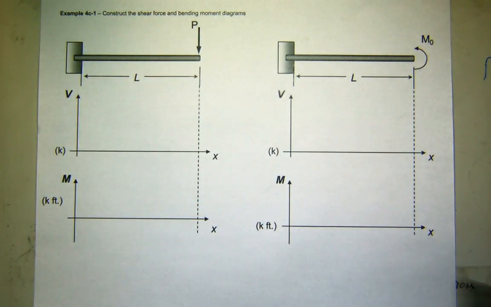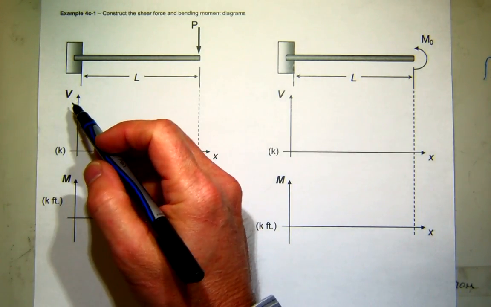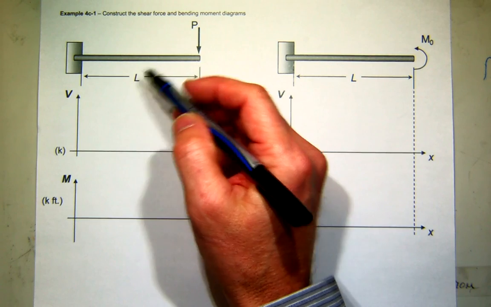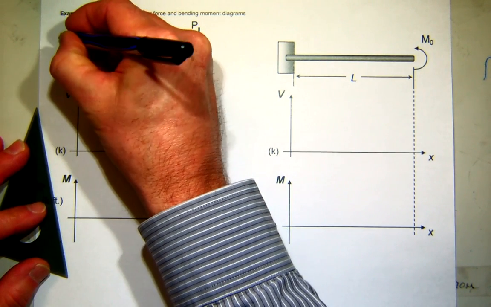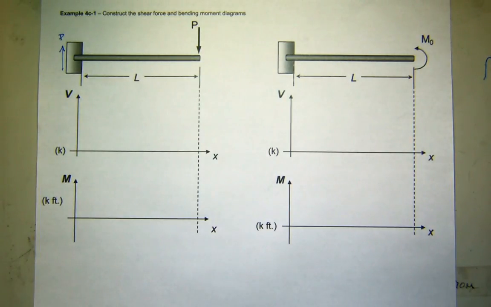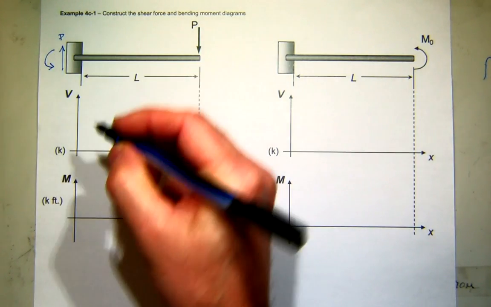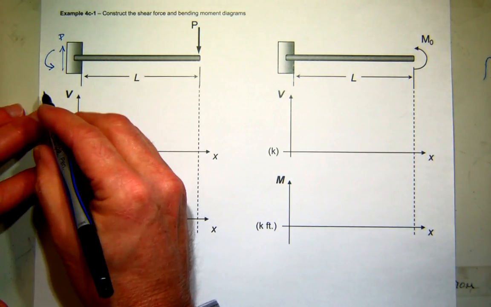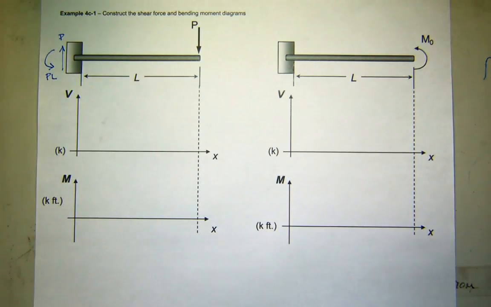Just to save a little time, I'm going to go ahead and tell you what the reactions are on the left-hand side. You can probably see them anyway. If you sum forces in the y direction, you can see that I'm going to get a force that reacts up and has a value of P. And you'll also see that if you do your moment, you'll find that the resulting moment is a negative bending moment with the value PL. Again, if I gave you a little extra time, you could find those very quickly.